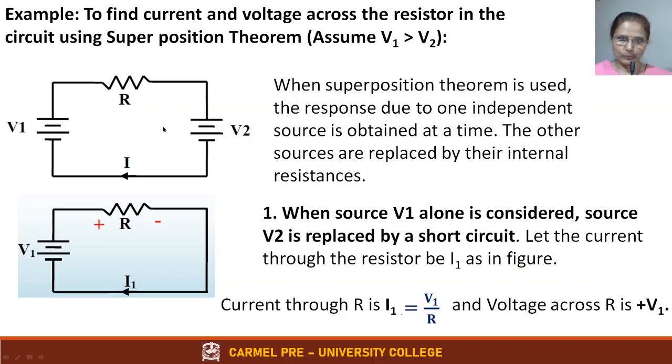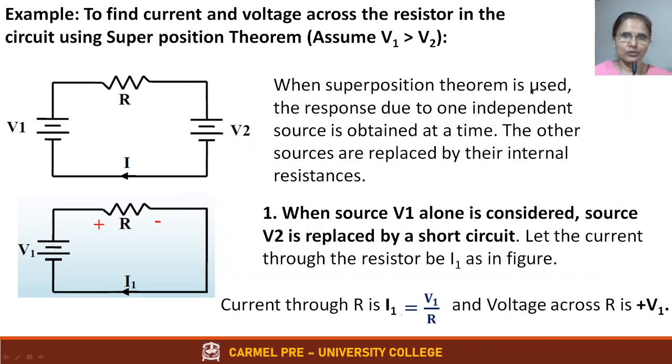So according to superposition theorem, we will consider one source at a time. V1 we will consider, we will not consider V2, and then find current through resistor and also voltage across resistor. Second, we will consider only the second voltage source, and we will not consider the first voltage source. Again we find current through the resistor and voltage across the resistor. Then finally we have to add the two currents and the two voltages. That's all we are doing.